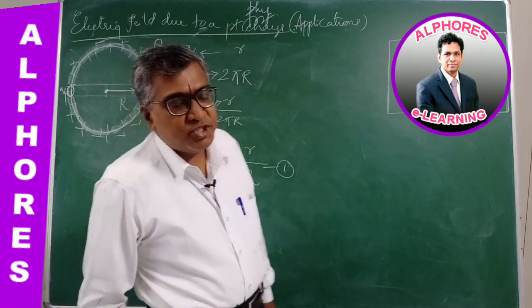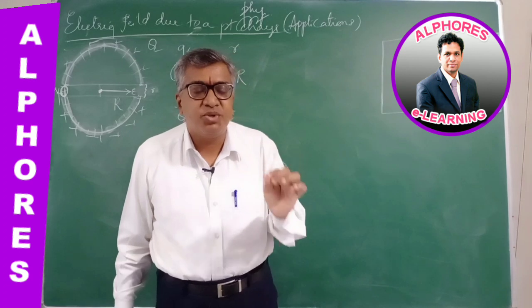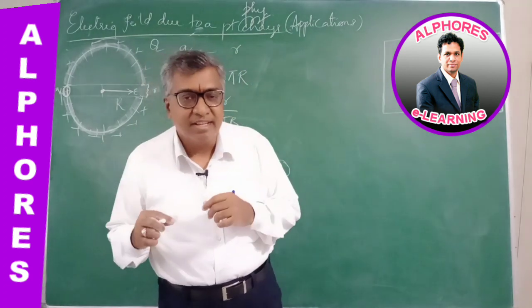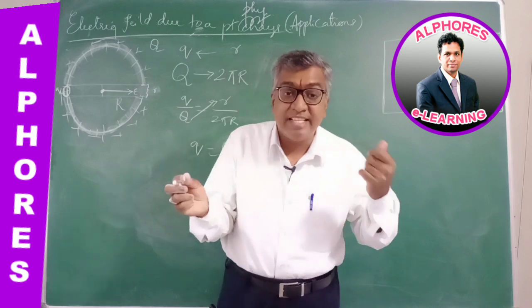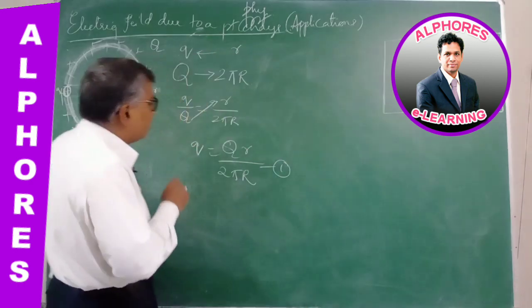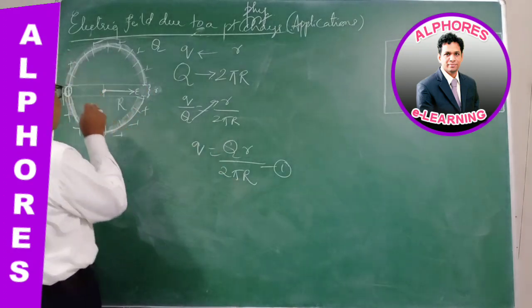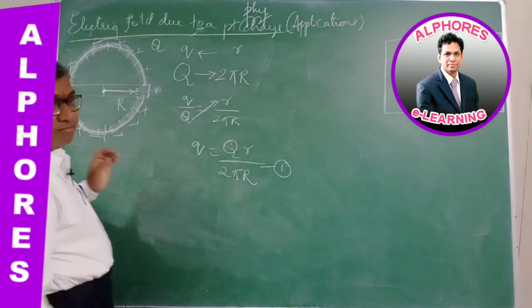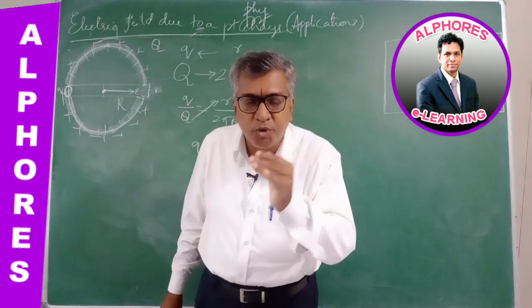So the unbalanced field is due to that small part of the ring, exactly diametrically opposite to the part that is absent, given in the question. So that small part has a charge small q. Now considering this as a point charge, we have evaluated that the field due to a point charge is 1 by 4 pi epsilon q by r square.